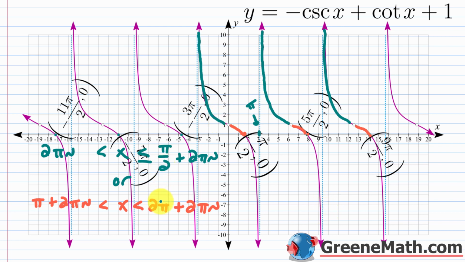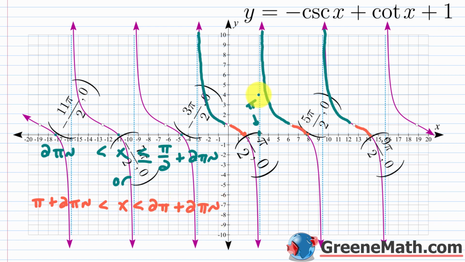So this is one way you could write it. You could say x is greater than 2 pi n and less than or equal to pi over 2 plus 2 pi n. Again, because this is included and this is excluded. Or x is greater than pi plus 2 pi n and less than 2 pi plus 2 pi n, where n is any integer.